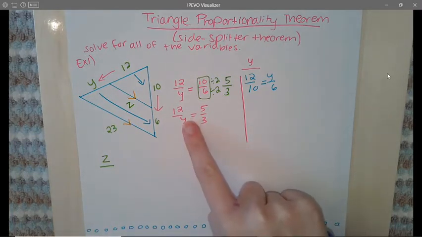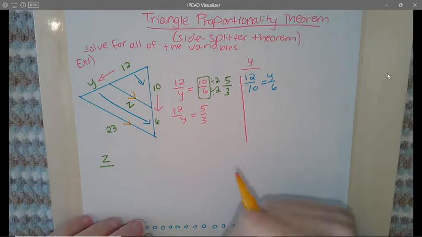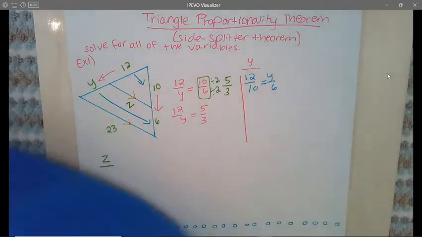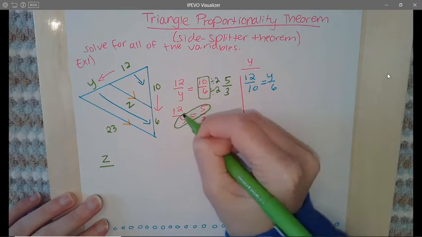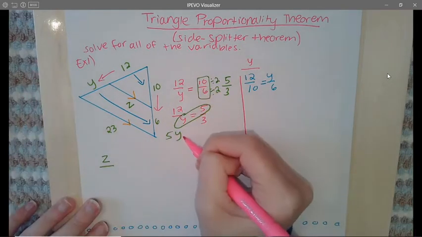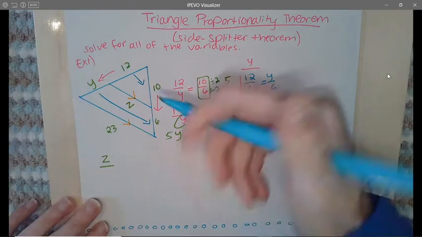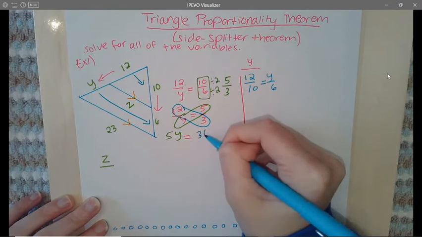So when we have a proportion, guess what? We're going to cross multiply. So I hope you like to cross multiply, because we're going to be doing it over and over again. Okay, let's get going. So y times 5 will give me a 5y, and that will equal 12 times 3, which will give me 36.